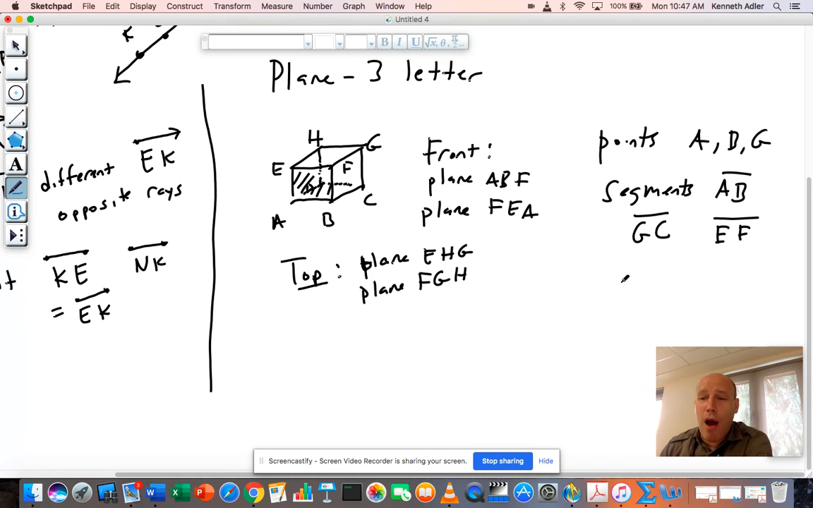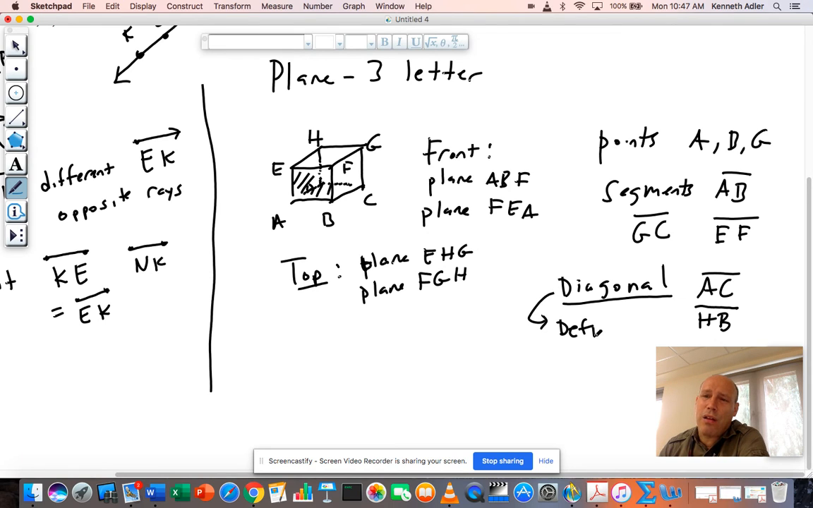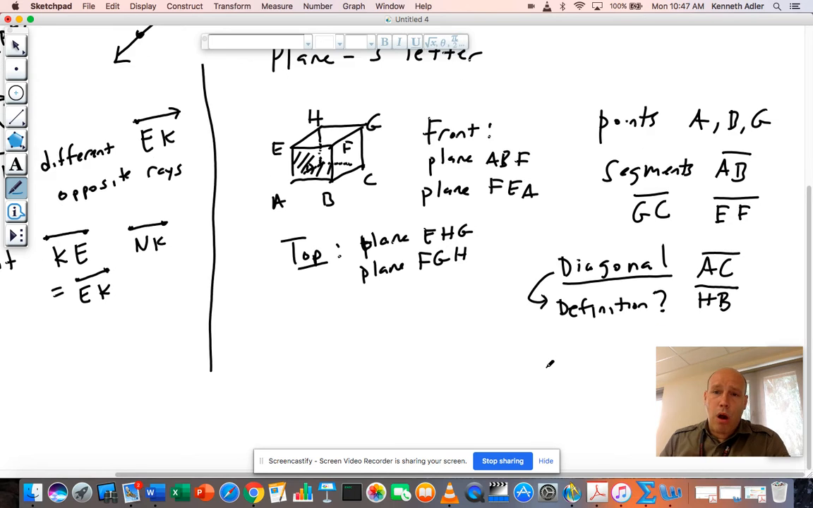Something I want you to think about: what's a diagonal? What segment would represent a diagonal in this cube? Any suggestions? Good. AC. What's another diagonal? How about HB? This is a diagonal. I want you to come up with a definition. What's a definition for diagonal? Good.